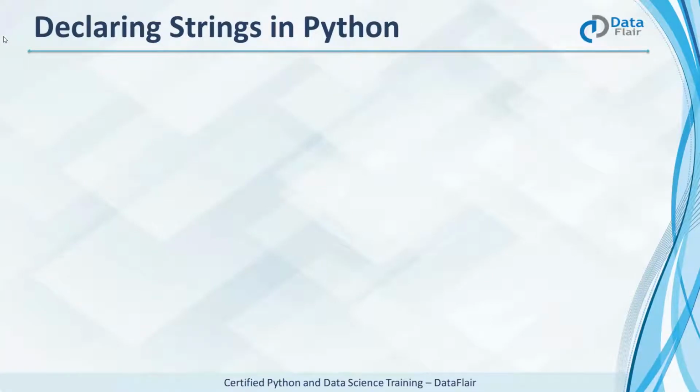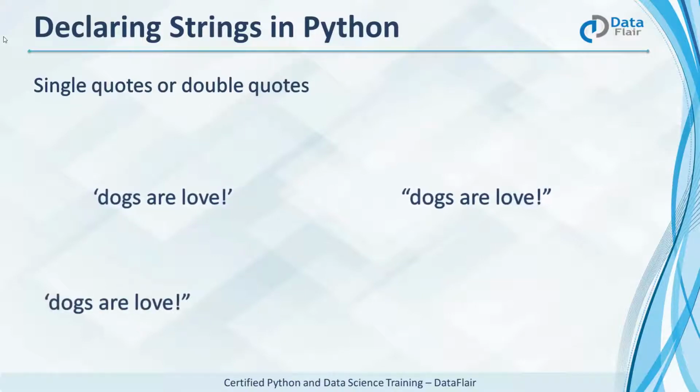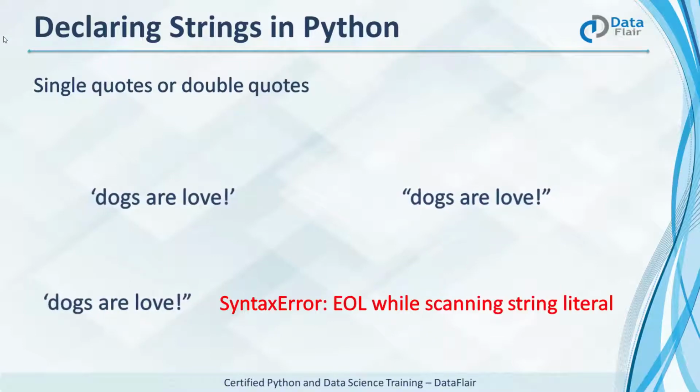To declare a string in Python, we use single or double quotes, but not both. This one is made with single quotes. We surround this one with double quotes. This is wrong because we have used single quotes to open it, but have closed it with double quotes.